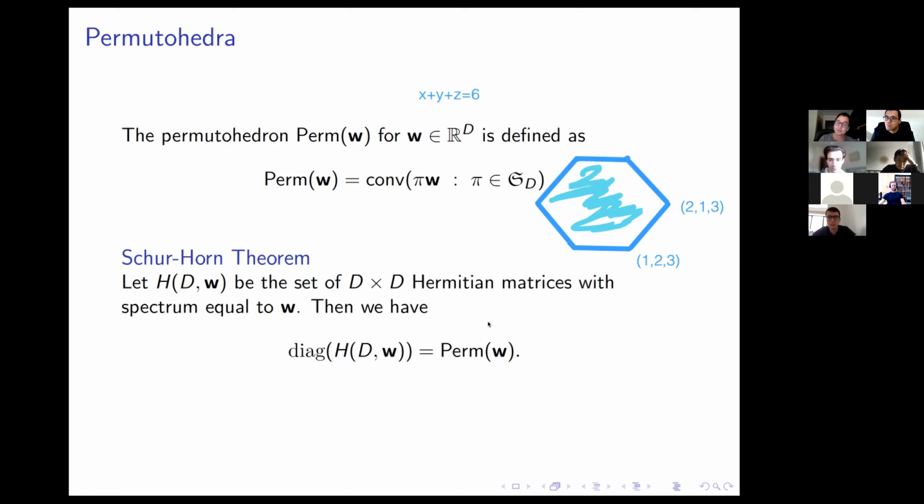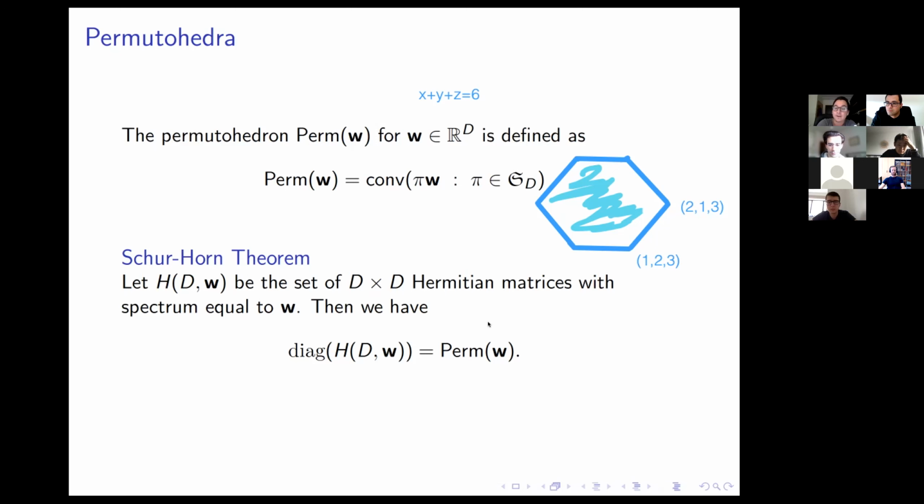And what's cool is that if I look at the diagonal of all of these matrices, the set of all possible diagonals, all of these diagonals are real, right? Because an Hermitian matrix is one where, when you transpose and conjugate, you get yourself. So in the diagonal, you have real entries. All possible diagonals live in R to the D, so D real numbers. The set of all these possible diagonals is exactly this object on top.